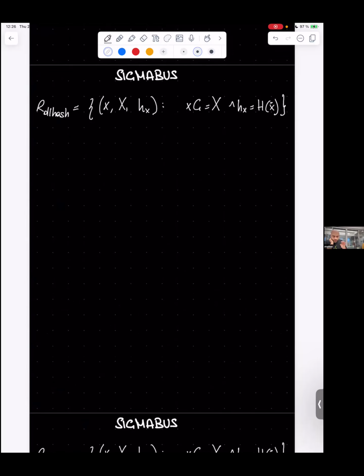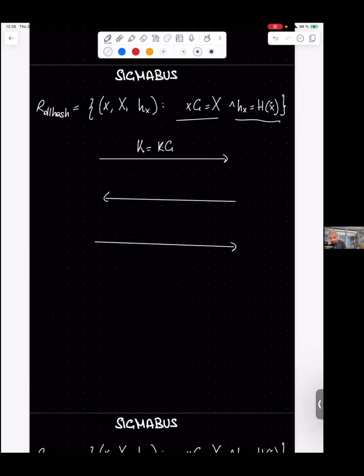Sigma bus. The idea here is that I have now instead a public key and a hash function of the same secret key, and I want to prove that I'm using the same value for both. The way that I do this is, again, I have a commitment, I have a challenge, and I have a response. And I'm just writing here how I would do a normal Schnorr proof.